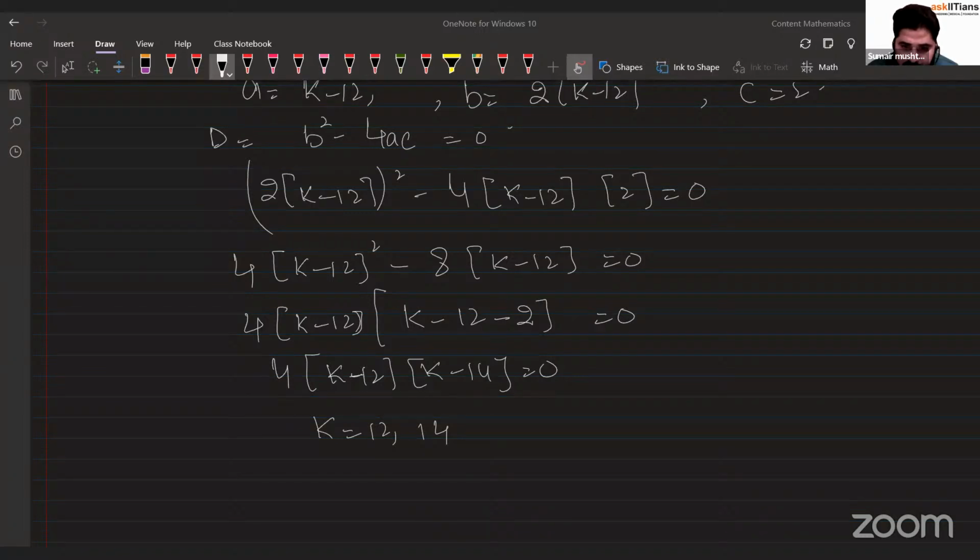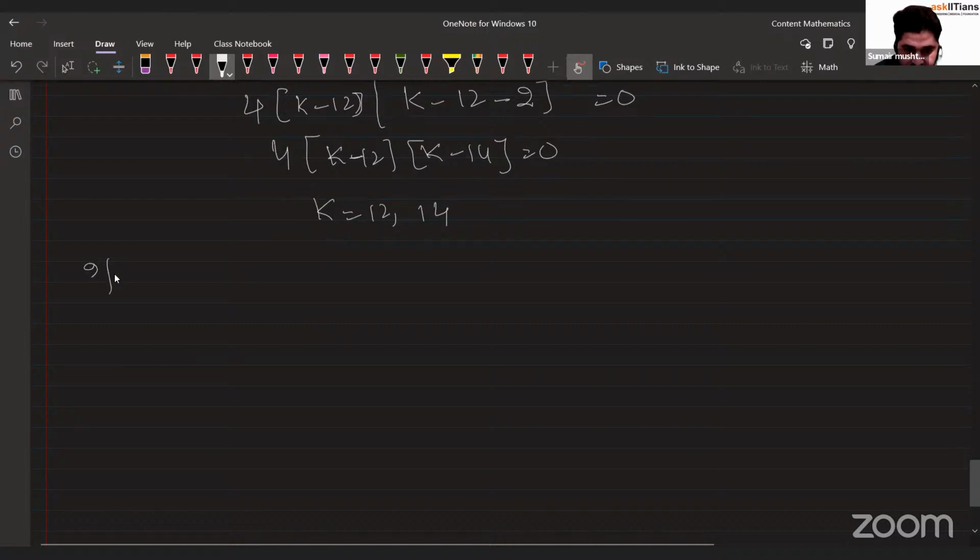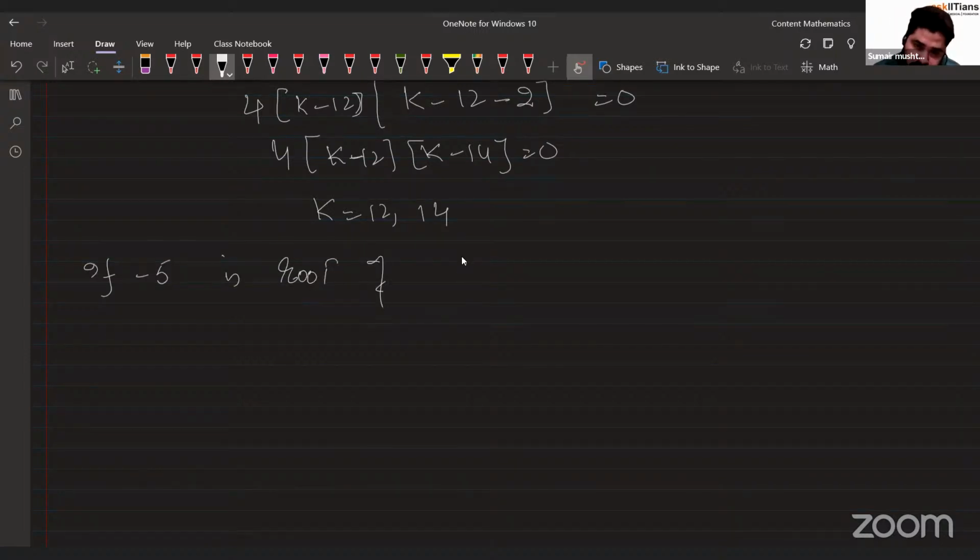You have a question of this form. If negative 5 is a root of 2x square plus p times x minus 15 is equal to 0, so negative 5 is the root of this quadratic equation.